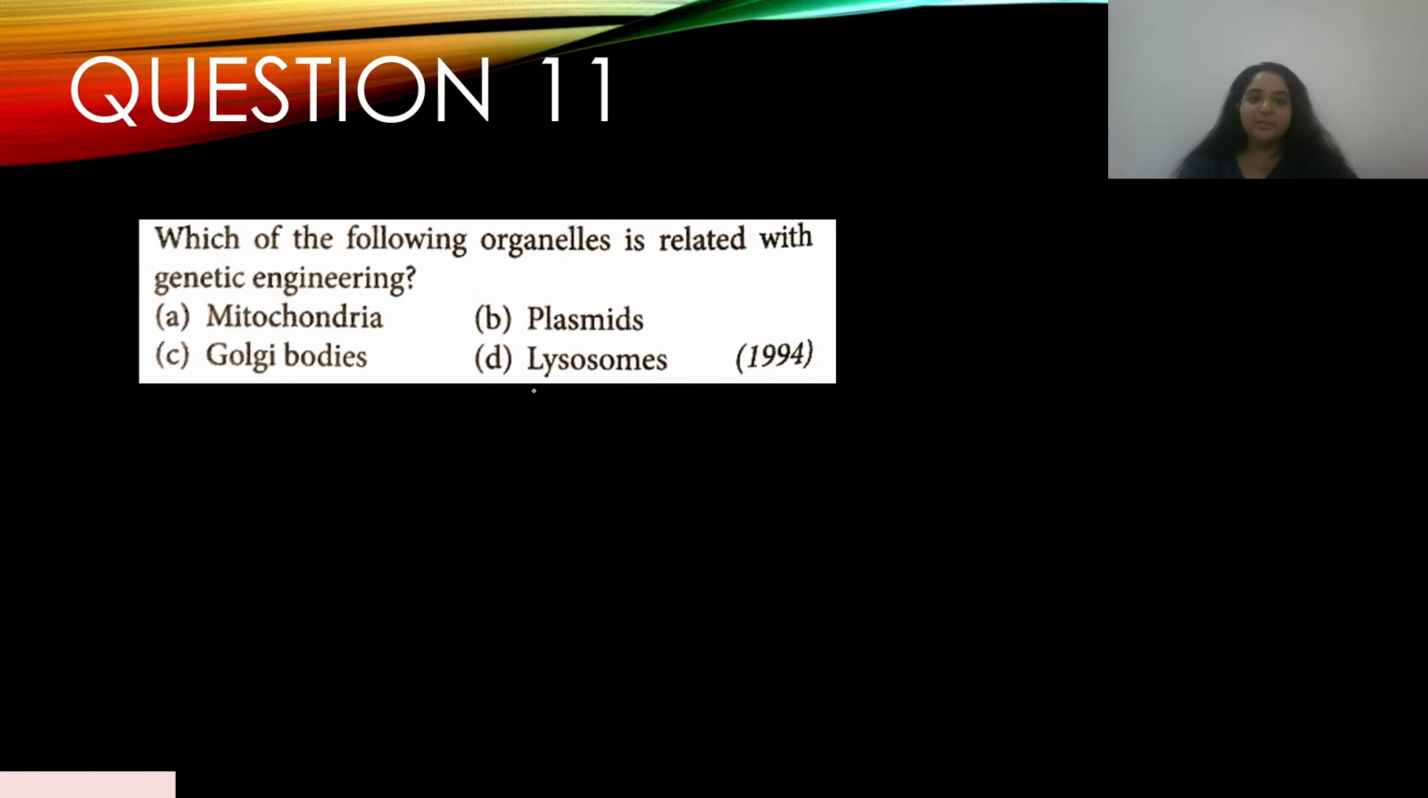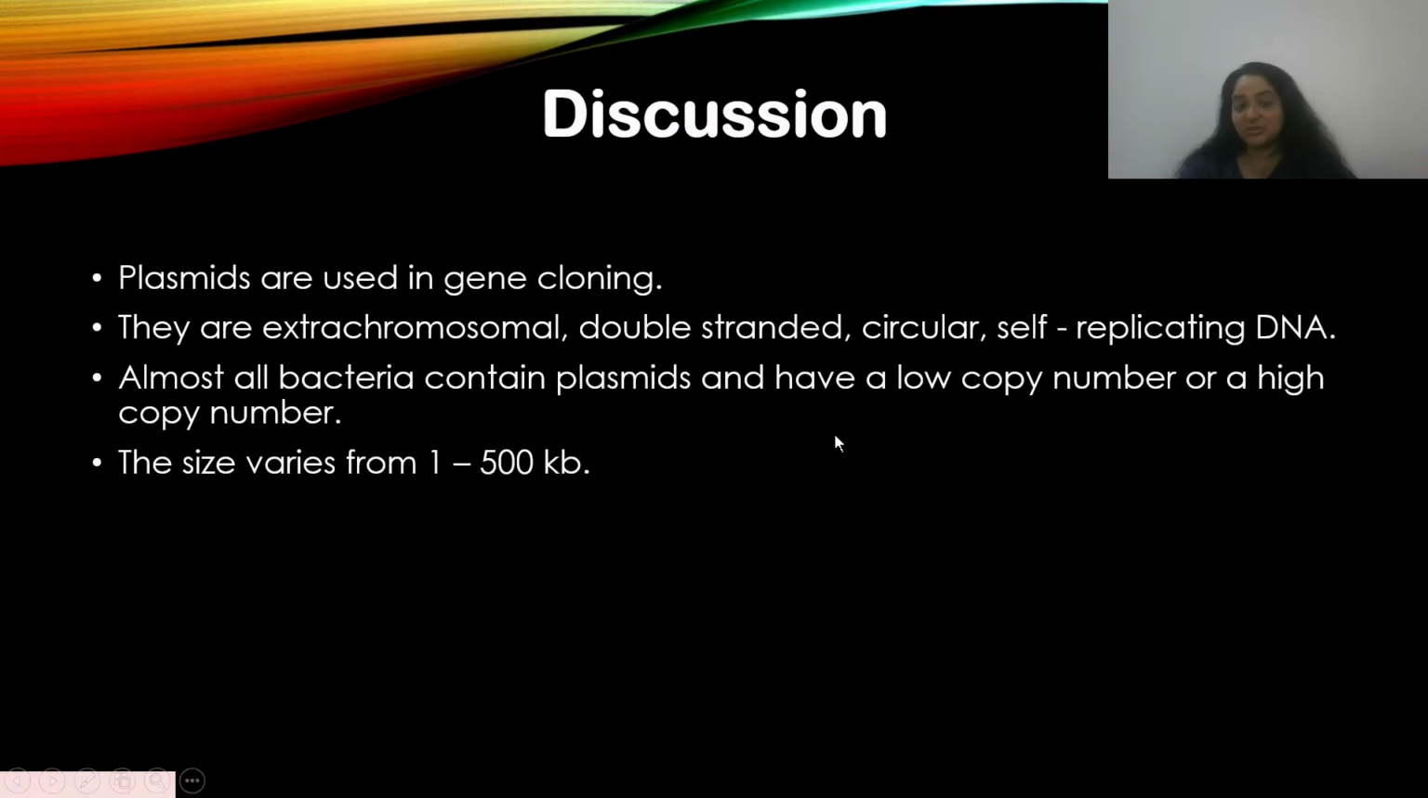Question number 11. Which of the following organelles is related with genetic engineering? This appeared in 94. A. Mitochondria. B. Plasmids. C. Golgi bodies. D. Lysosomes. Okay, so clearly it is plasmids. We already discussed this. The answer is B. So this is very important, I guess, because they keep asking this question over and over again. So plasmids, again, I'm not going to repeat myself. You can pause the video and go through the steps and the answers here, the discussion. And I guess we'll move on to the next question.